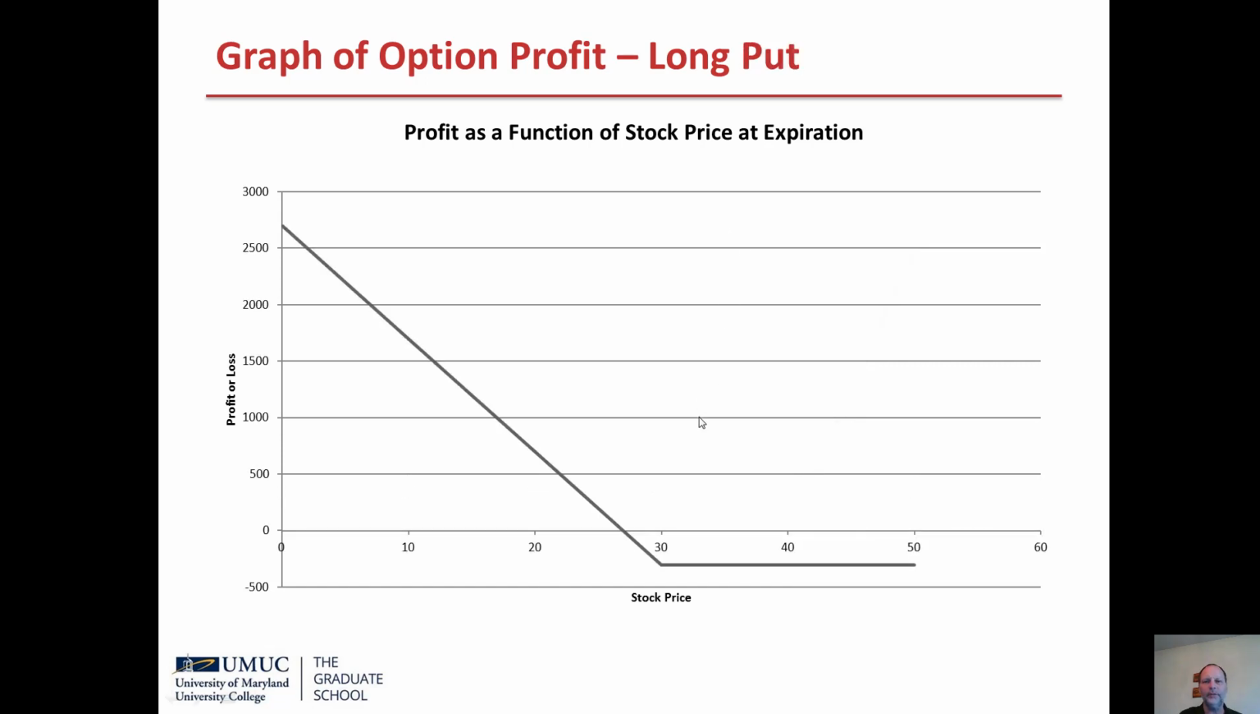For a long put, again, you want markets to drop, just like you do with shorting a stock. If the stock price stays above the strike price, in this case 30, and you buy a long put, you lose all of your money. If it drops below the strike price 30, you can make money if it drops below the strike price minus the put premium. In this case, the put premium is about $250.